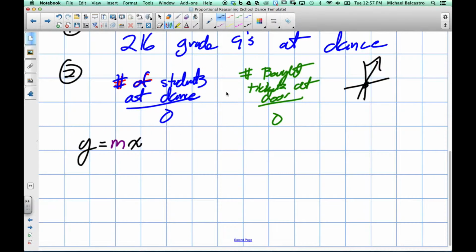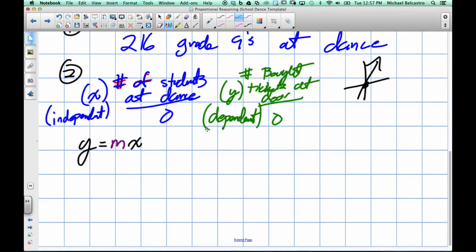Okay? We just have to, again, set up our variables. Well, the number of tickets bought at the door depends on how many students go to the dance, which means x is our number of students at the dance in this case, which it wasn't in our last version. This is our independent variable. And the students who bought tickets at the door is our y. They are our dependent. This depends on how many students actually come to the dance. So y is equal to our rate times x.